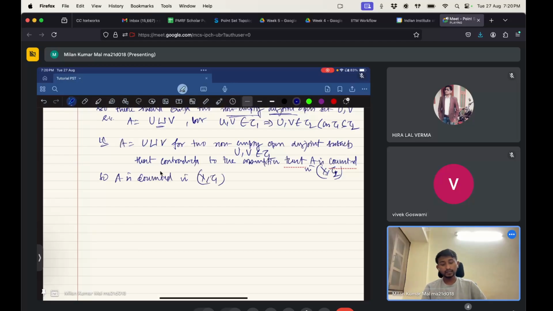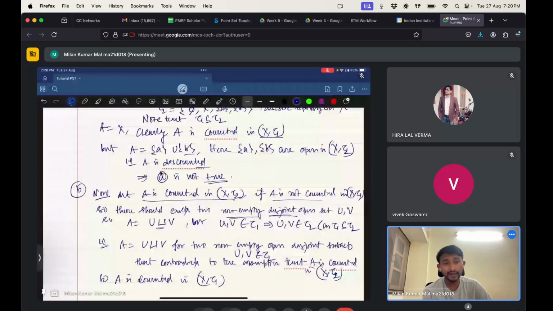What we have proved is, suppose we assume that A is connected in (X, tau 2). If A is not connected in (X, tau 1), then we can write it as a disjoint union of two non-empty open sets in tau 1. That implies they are non-empty open sets in tau 2. That means A is a union of two non-empty disjoint open sets U and V from tau 2, so A is disconnected in tau 2, which is a contradiction. So our assumption is false, and A is connected in tau 1. So B is true. A is false, B is true.